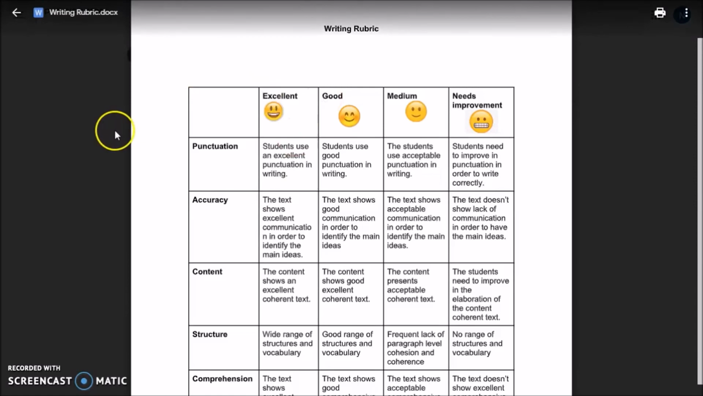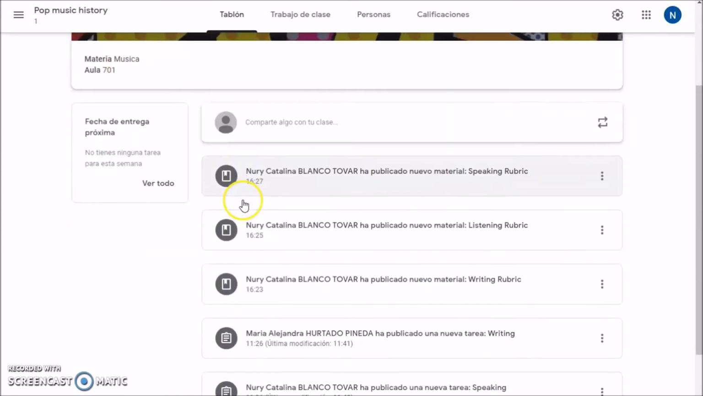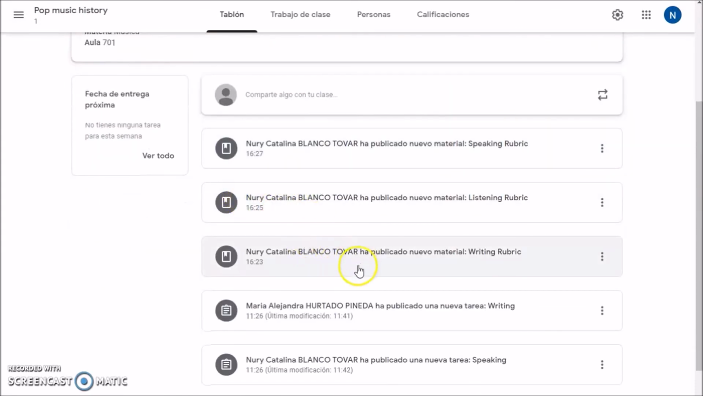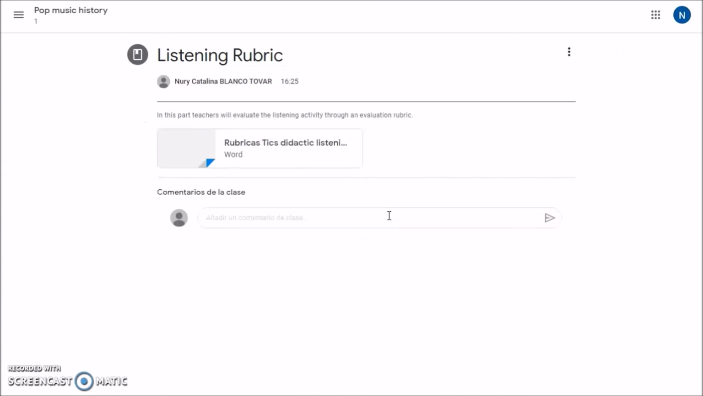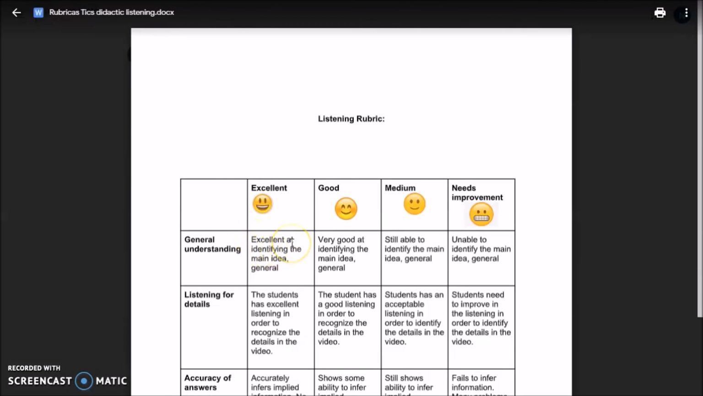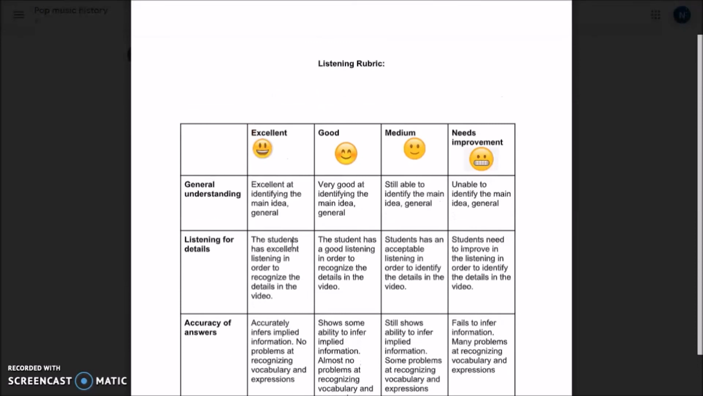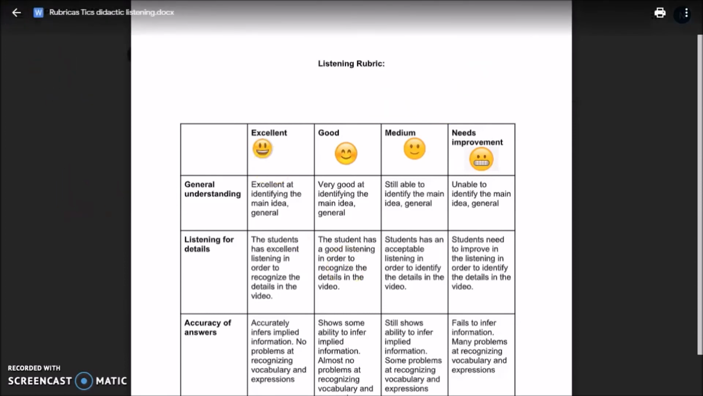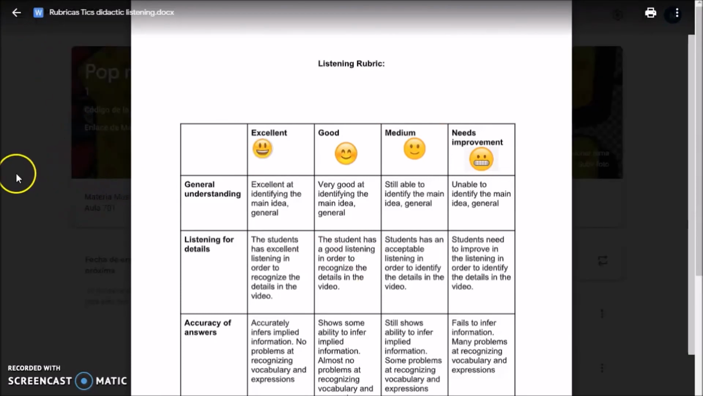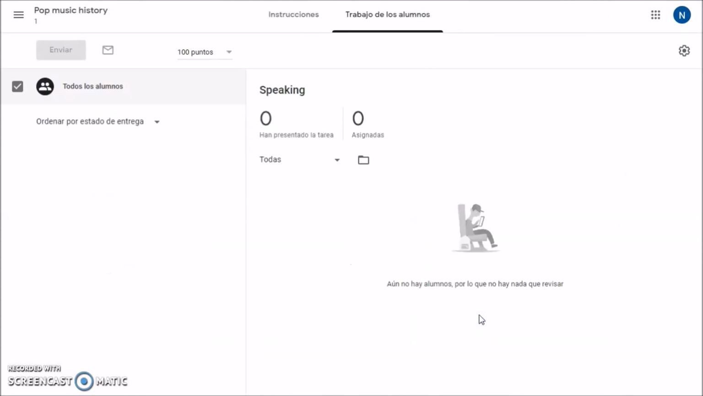This is the rubric. So I'm going to show the teacher the next rubric, that is the listening rubric. This is the listening rubric. We are going to evaluate general understanding, listening for details, and accuracy of answers. And the last one is speaking.